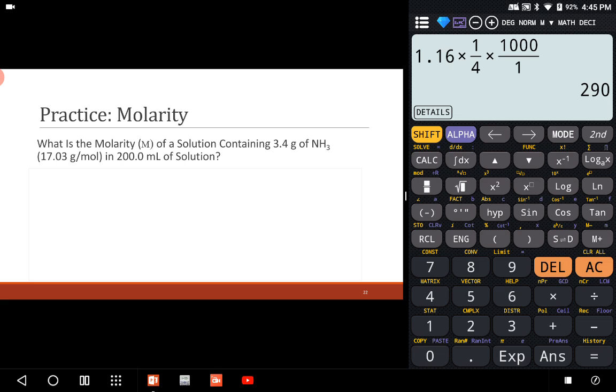Okay, so we are asked to find molarity. And I know the units of molarity are moles per liter, moles of solute per liter of solution.